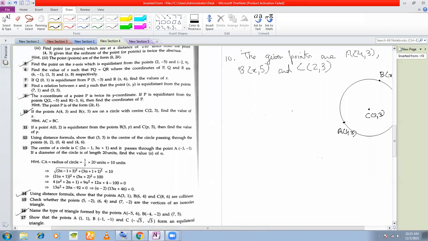Okay, so how do you find out? See that this point A here, and if you find out the distance AC, what is AC equal to? The radius of the circle, right? And what is BC equal to? BC is also equal to the radius of the circle.